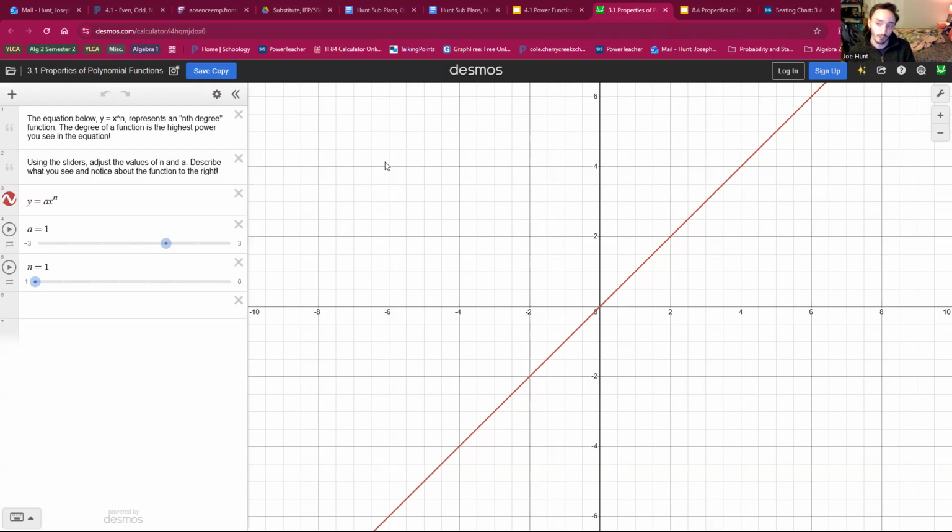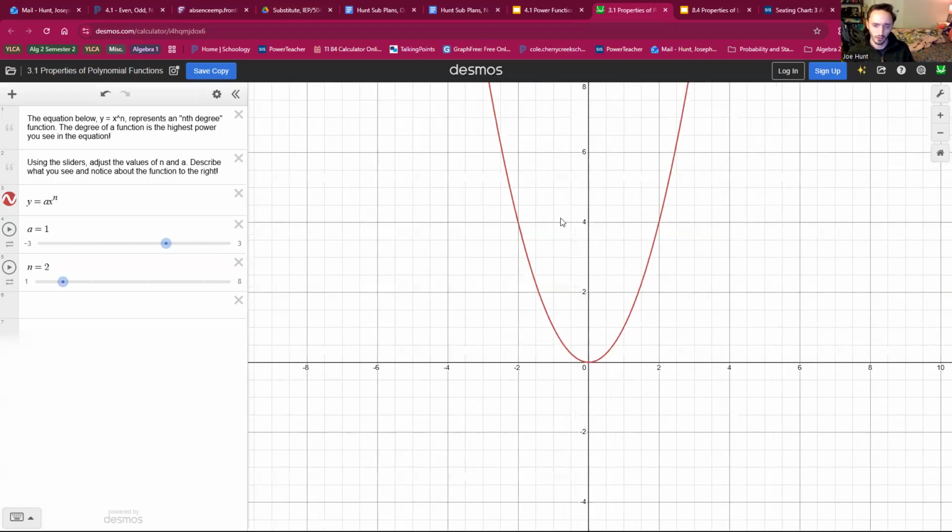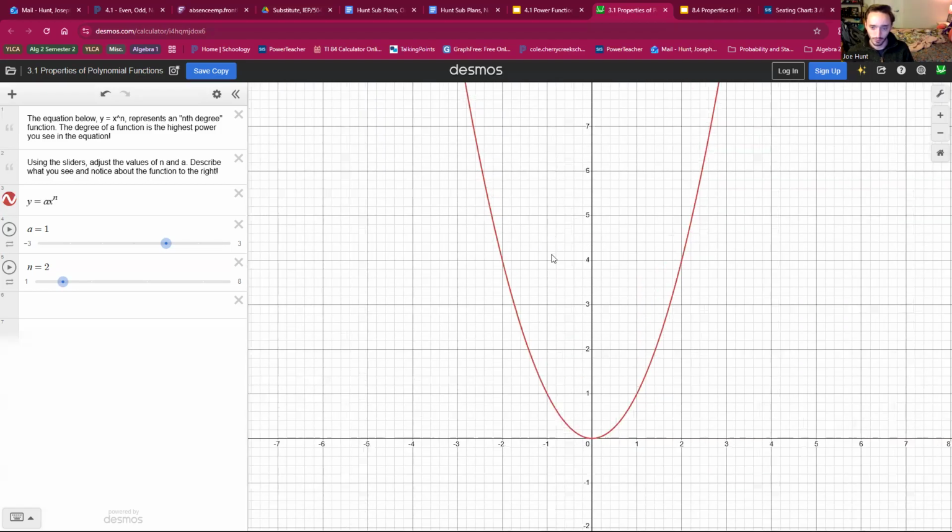What I want you to think about are maybe its characteristics that are going to be shared with, say, different power functions. Now, if I take the slider for n and I adjust this from, say, 1 to 2, what you'll notice is I get a quadratic function out of this. I get this nice parabolic graph, and I have the function y equals 1x to the second. You get a very different kind of looking graph, right? It's very, very much different.